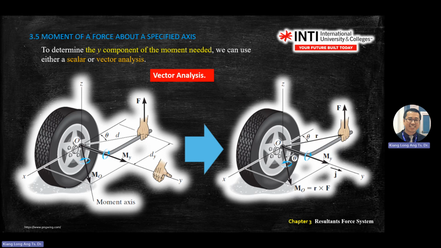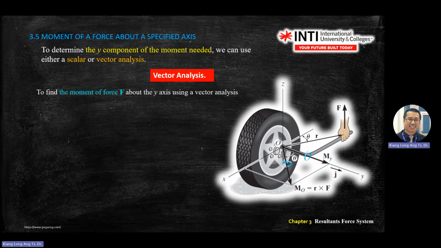So the same methods, if it's around O, you take R cross F, and so on. These are the things that you learned from the previous chapter. It's just the application today. So if you want to determine moment from O, you write MO equal to R cross F. And if you use vector analysis, you are calculating the vector.